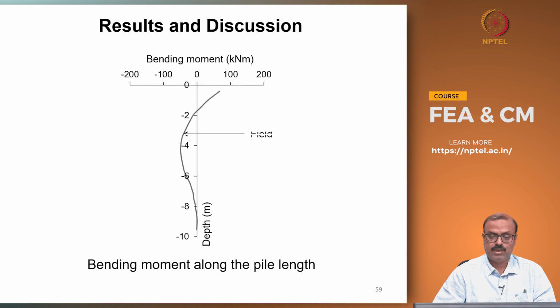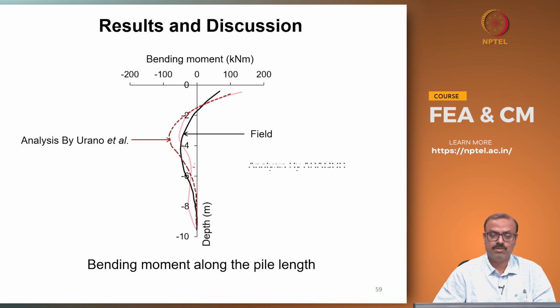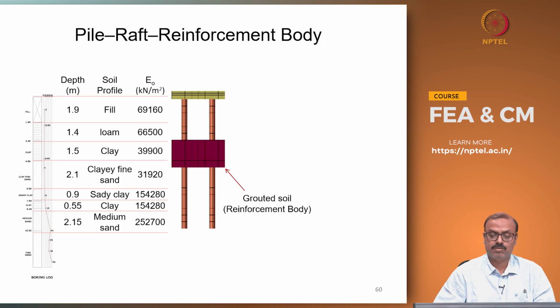Let us see how it compares with the field experiment. This is the field experimental data reported by Urano, and this is the limit equilibrium type of analysis done by Urano. Our Abaqus analysis falls somewhere in between the field data and Urano's analysis. As you can clearly see, Urano's analysis grossly over-predicts the field, but ours is slightly better.